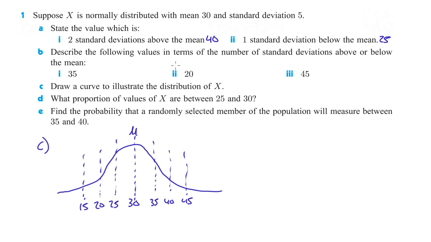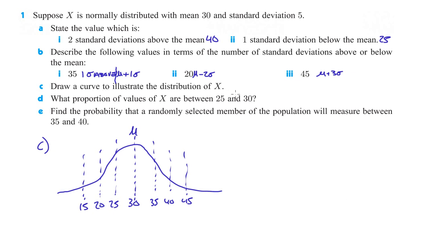Describe the following values in terms of number of standard deviations above or below the mean. 35 is 1 standard deviation above, right? Or we could even say plus 1 standard deviation. I like that a little bit better. 20 is 2 standard deviations below, so minus 2 standard deviations from the mean. So we could even say mean minus 2 standard deviations, mean plus 1 standard deviation, and 45 is the mean plus 1, 2, 3 standard deviations. So the mean plus 3 standard deviations. Okay.